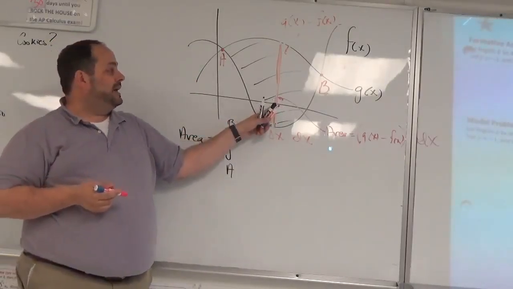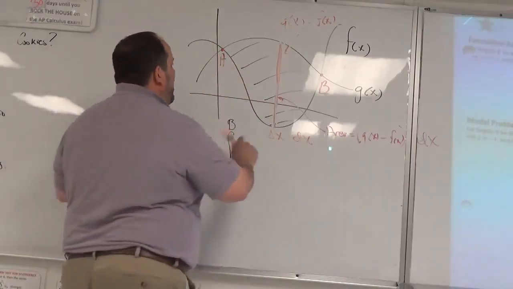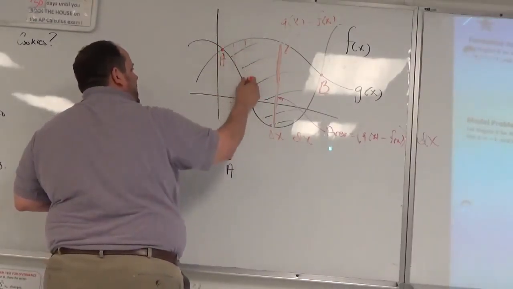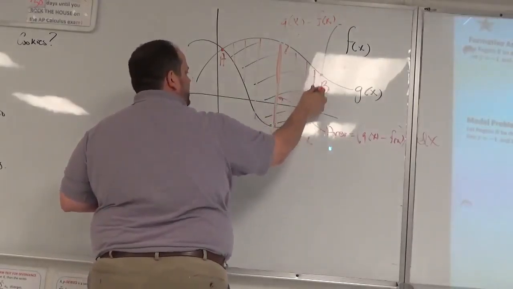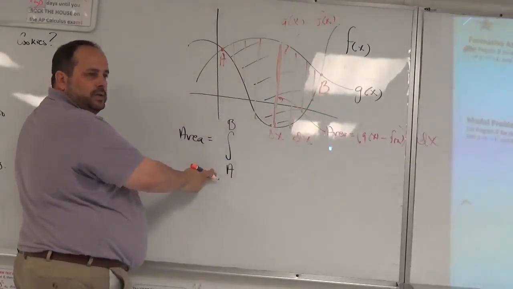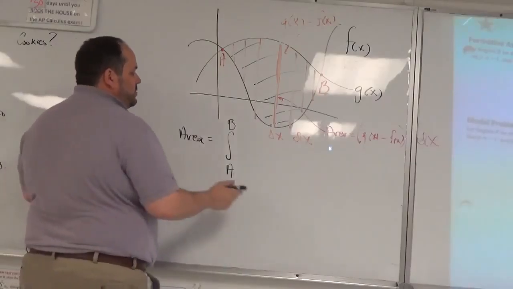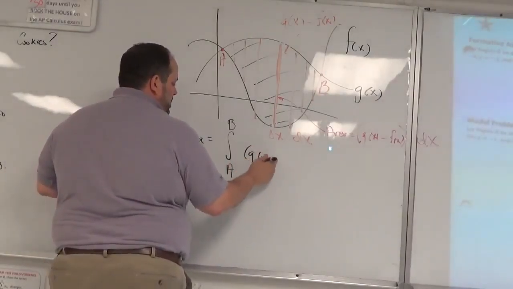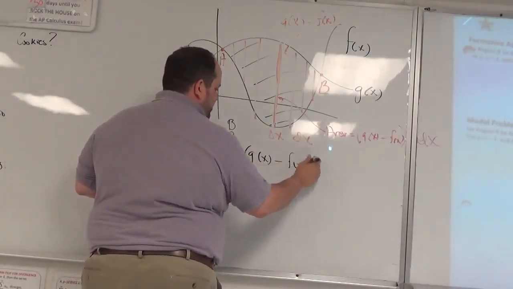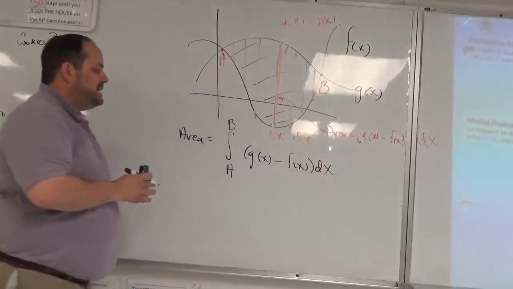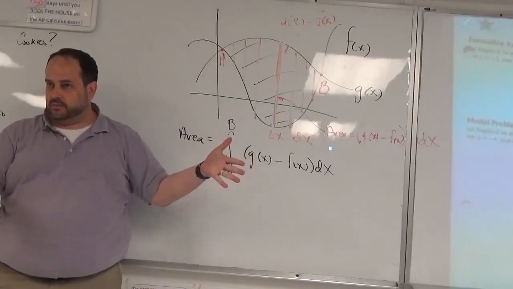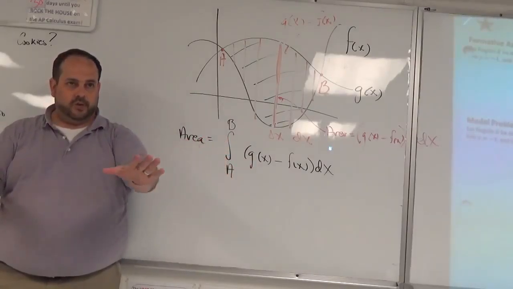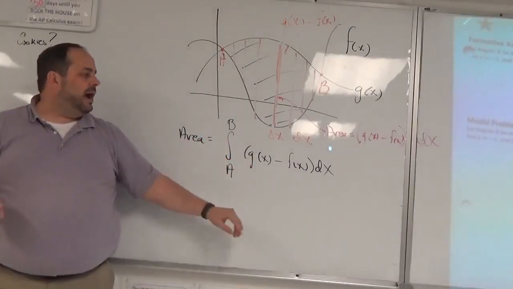But what I really want is the area for all the slices. When I add up all these little slices, how do I add up all these areas? That's what this definite integral is. So it's an integral from A to B, g of x minus f of x dx. Whatever I would get out of this, that's the final answer. All the friends okay?